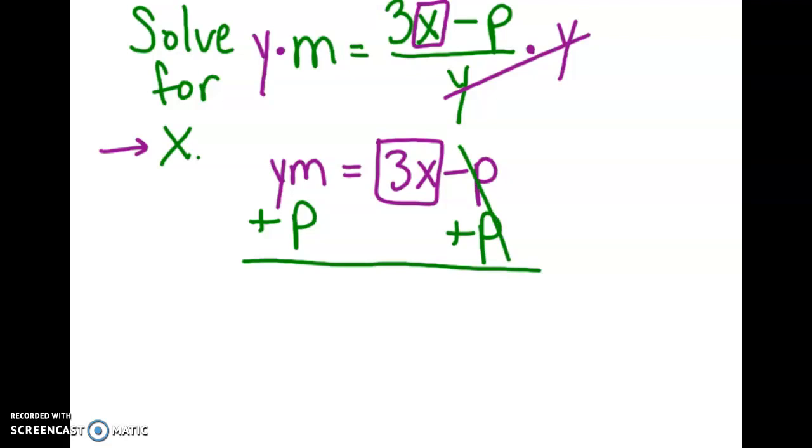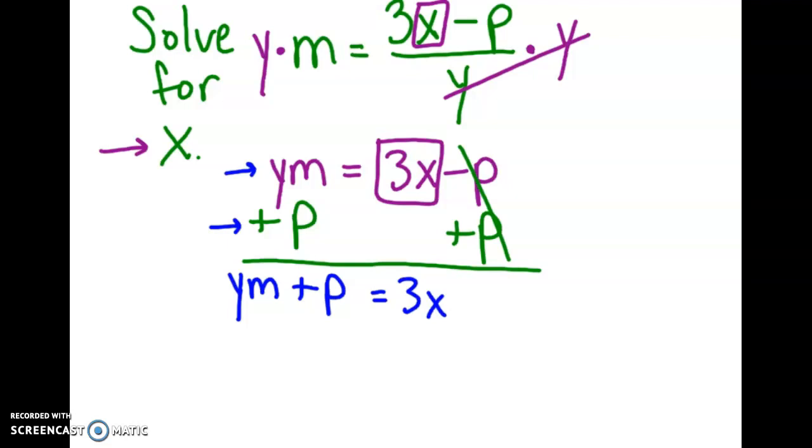So now we have 3x on the right. And on the left, I urge you to write it exactly like you would read it out loud. So the first thing up here is ym. So I'm going to put that first, and then I see a plus p. So plus p goes second.